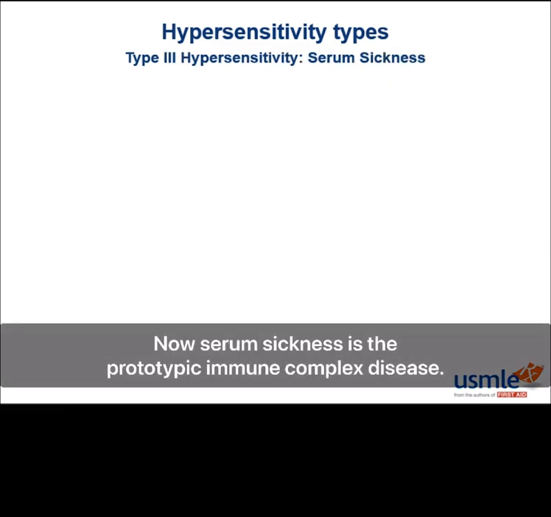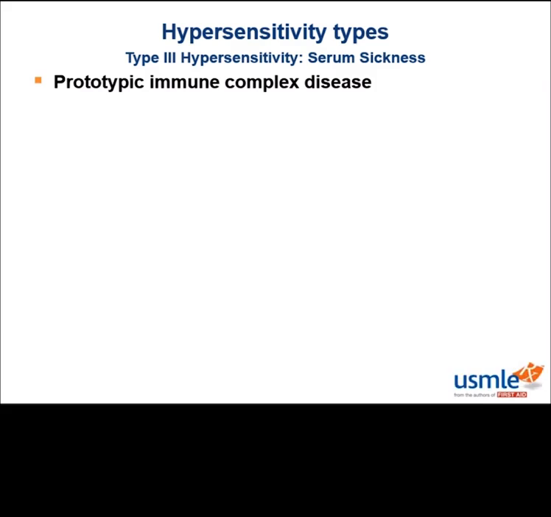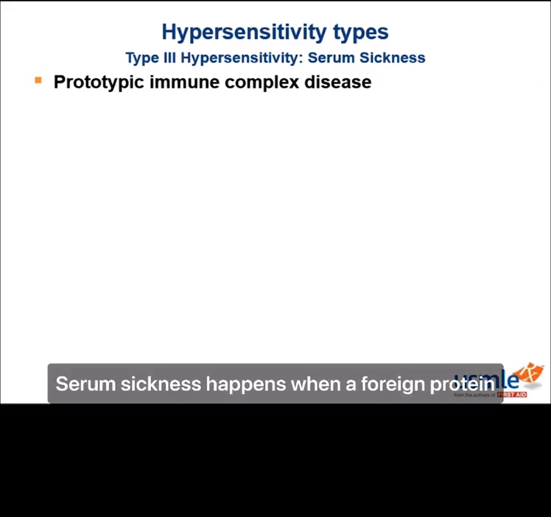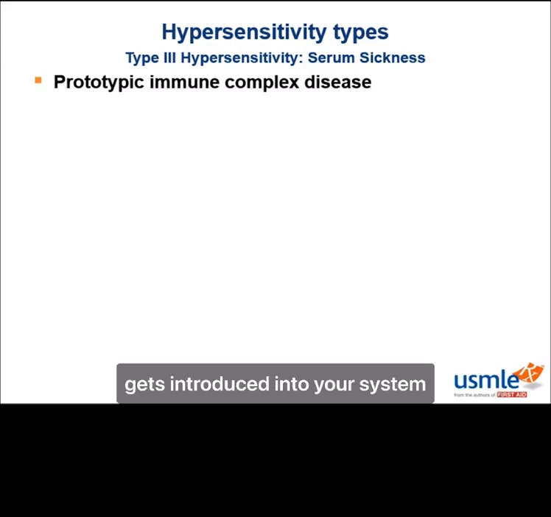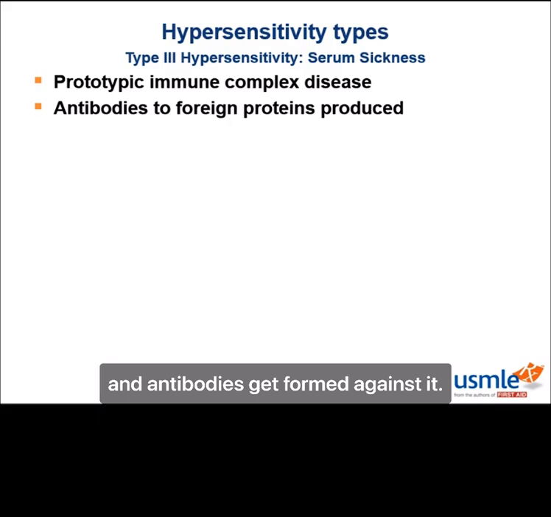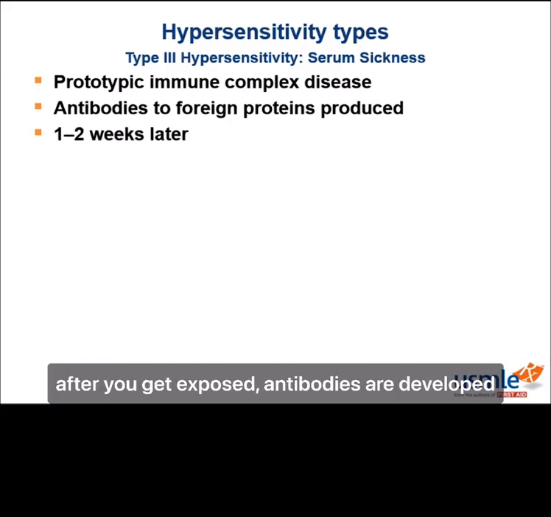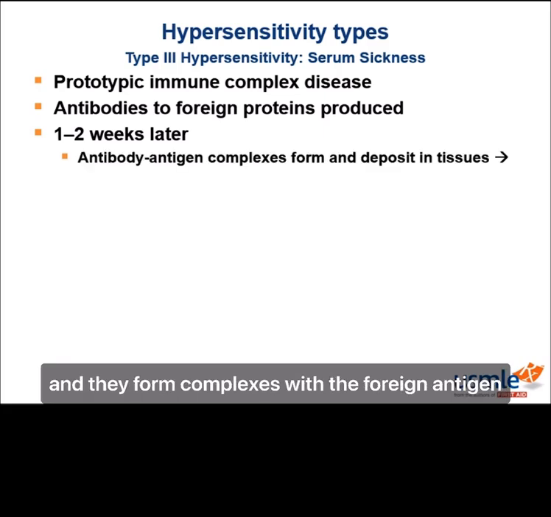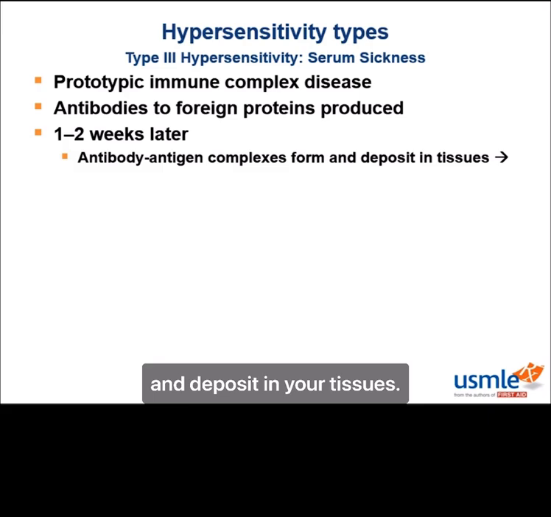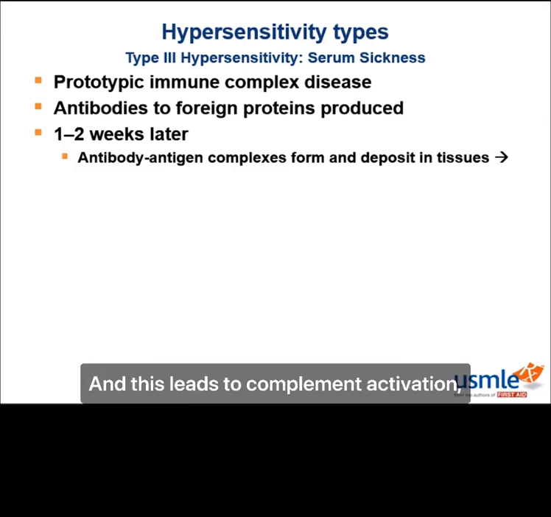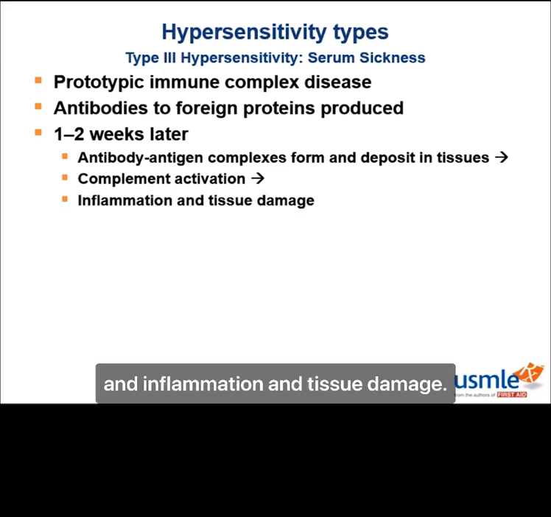Now, serum sickness is the prototypic immune complex disease. Serum sickness happens when a foreign protein gets introduced into your system and antibodies get formed against it. What usually happens is 1 to 2 weeks after you get exposed, antibodies are developed and they form complexes with the foreign antigen and deposit in your tissues. And this leads to complement activation and inflammation and tissue damage.